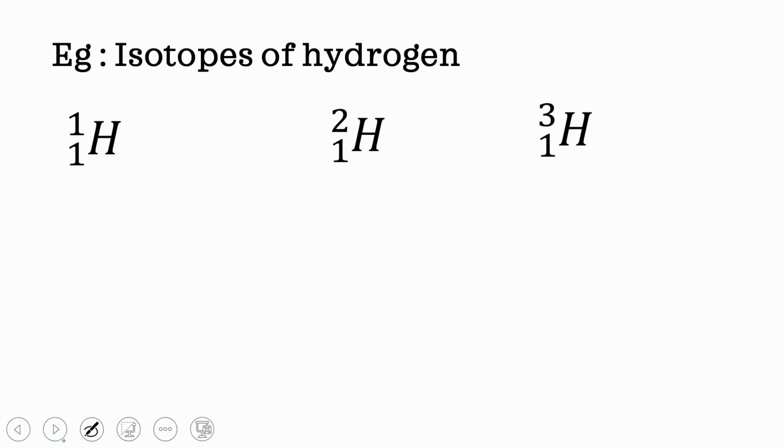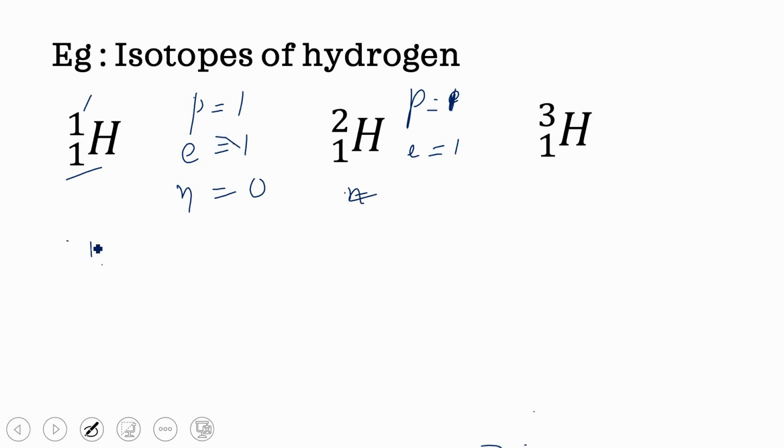In protium, atomic number is 1. So it has 1 proton and 1 electron. Number of neutrons is 1 minus 1, that is equal to 0. Deuterium has number of protons equal to 1, electron also equal to 1. Neutron will be equal to 2 minus 1, that is equal to 1.